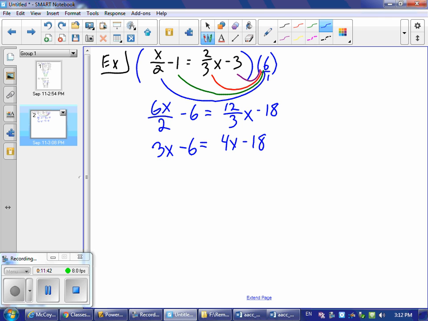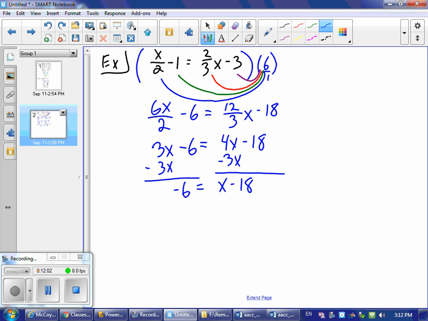So I'm going to take the smaller one, which is the 3x, and get rid of it by subtracting 3x on both sides. That would leave me with negative 6 on the left. On the right-hand side, 4x minus 3x is x. Don't forget to bring down the minus 18.